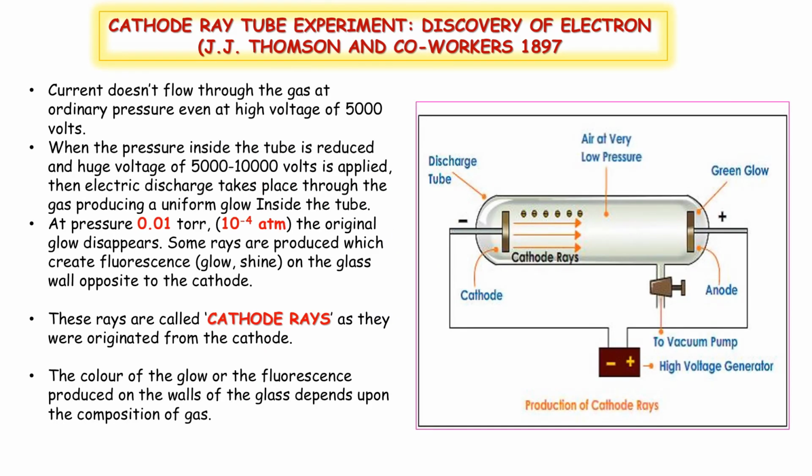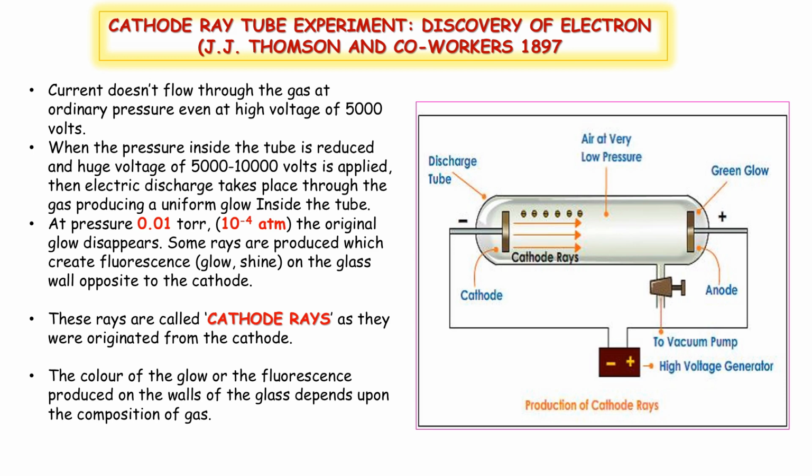It was observed that current doesn't flow through the gas at ordinary pressure, even at a high voltage of 5000 volts. When the pressure inside the tube is reduced, and a huge voltage of 5000 to 10,000 volts is applied, then electric discharge takes place through the gas, producing a uniform glow inside the tube.